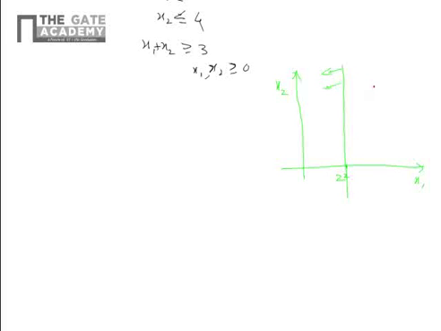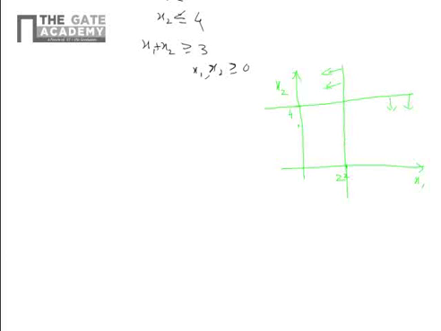So the line satisfies this, the total entire area below 2 for x1. Then x2 less than or equal to 4. Mark 4 on the graph and draw a horizontal line, and the area below this is called the solution space, which satisfies both constraints. Next, x1 plus x2 greater than or equal to 3.